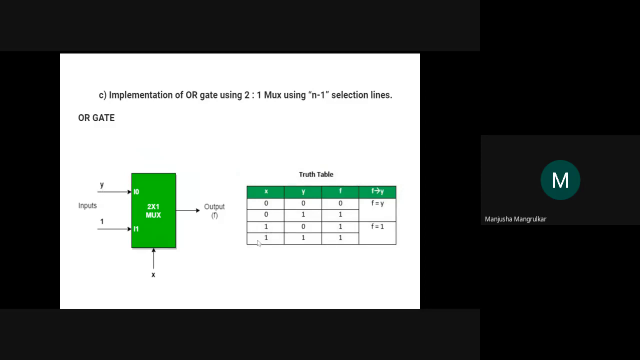In the second condition, x is equal to 1, so my output is 1 for both y equal to 0 and y equal to 1. My output will be 1; it does not depend upon the value of y. So my second signal will be 1. Whether y is 0 or 1, it will not be considered there, and the output will be 1. That is the way we have to design a mux, right?